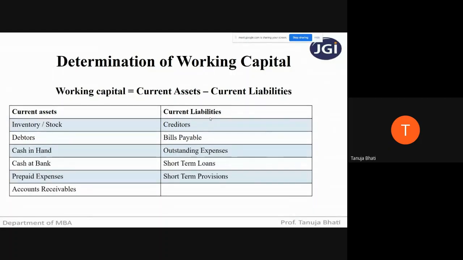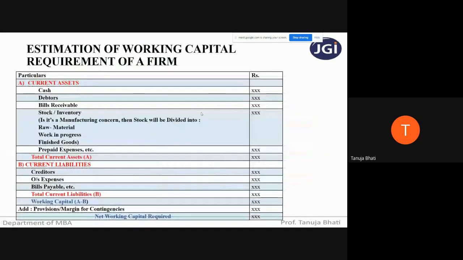What falls under current liabilities is your creditors, bills payable, outstanding expenses, short-term loans, short-term provisions. Once you are able to separate what falls under current assets and current liabilities, just subtract the two, then you will get the working capital. Now, from an exam point of view, how are you supposed to present your answer? You can present it in this format, that is, estimation of working capital requirement of a firm. Make 2 columns, particulars and rupees.